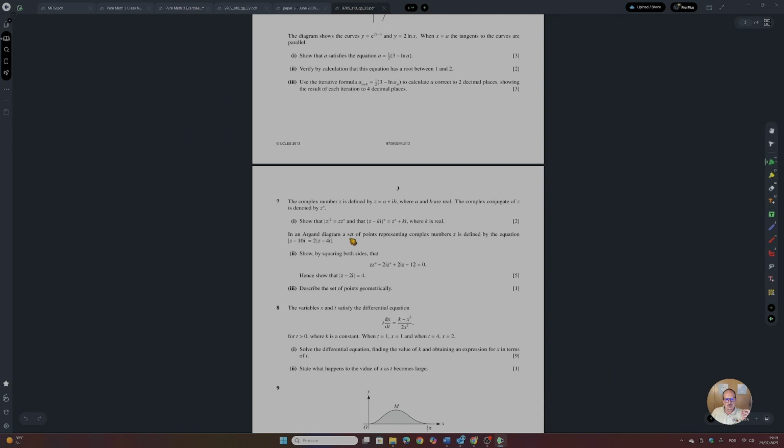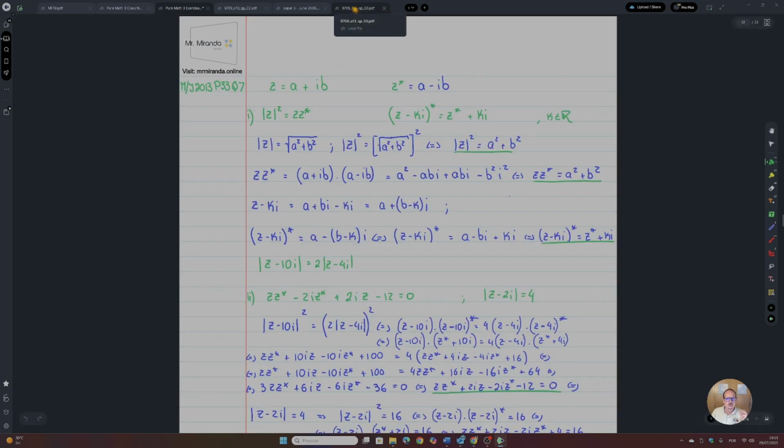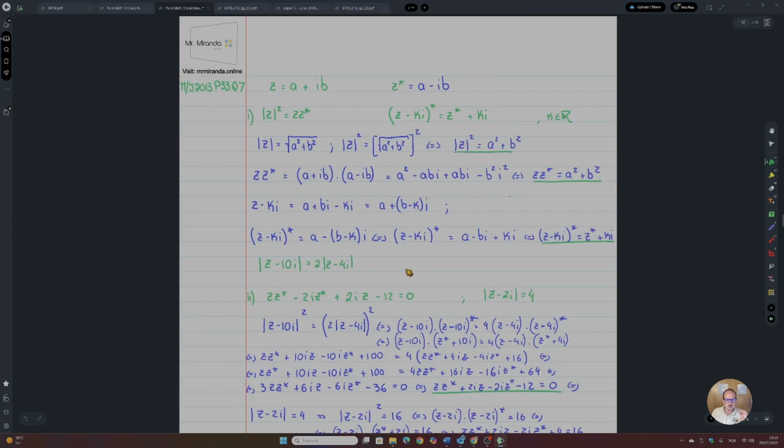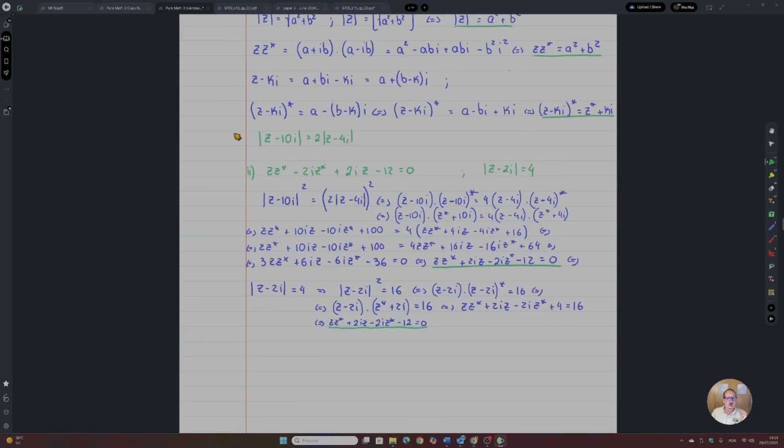In an Argand diagram, a set of points representing complex number z is defined by the equation, and here you have the equation. Show by squaring both sides that, and here you have this thing to prove, and then hence show that this. All right. Let me just see one thing. Okay. I thought that it was asking you to represent this in an Argand diagram, but it's not. You have to prove this starting from that by squaring both sides. So that's what I'm doing.